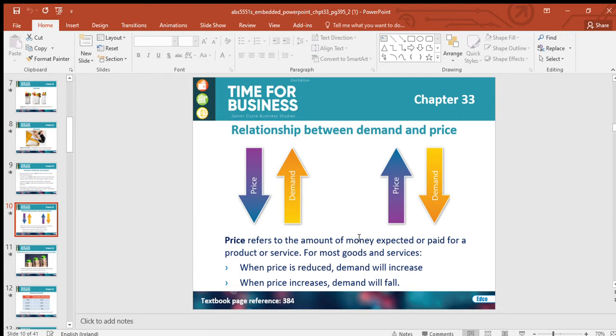There won't be as much that'll get you to write down, but price is the amount of money people are willing to pay for a product or service. If you walk into a shop and you pick up a carton of milk, the price is €80. That's obviously the amount that you're going to pay for the carton of milk. So for most goods and services, when the price is reduced, demand will increase. When the price increases, demand will fall. And that's pretty easy to understand.